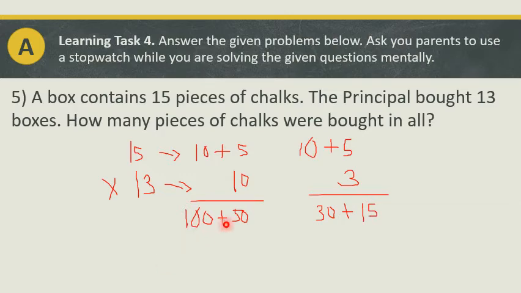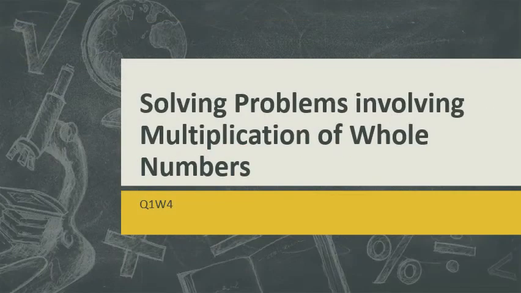So, i-solve natin, ipag-add muna natin. So, 100 plus 50 is 150. So, dito naman, 30 plus 15 ay 45. So, kapag pinagsama to, magiging answer natin is 195. So, yun po ang sagot dito sa number 5. 195 pieces of chalks. Okay, so we are now done in multiplying mentally 2 to 3 digit by 1 digit number.